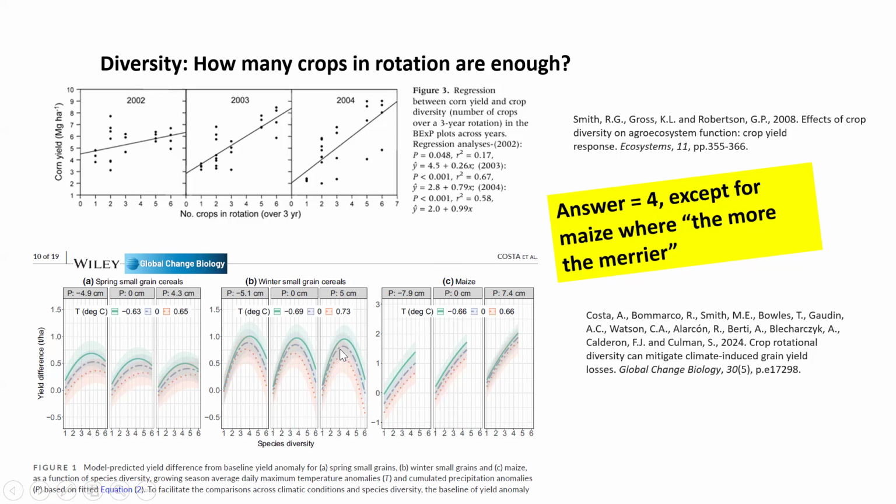The crop where it was the more the merrier was maize or corn, where the data up in the top here shows that as the diversity of crops between maize crops increases, the maize yield goes up. So that is interesting. There's something about maize that makes it very responsive to the factors that are improved by crop diversity.